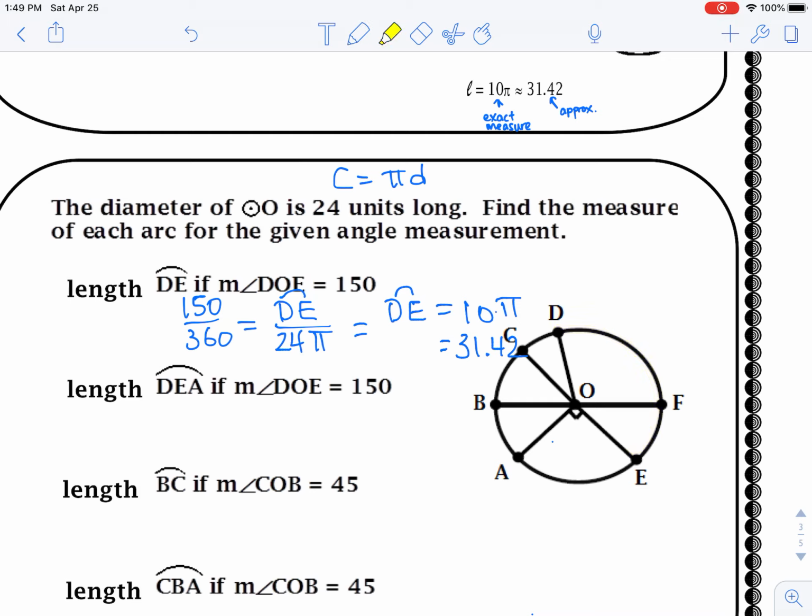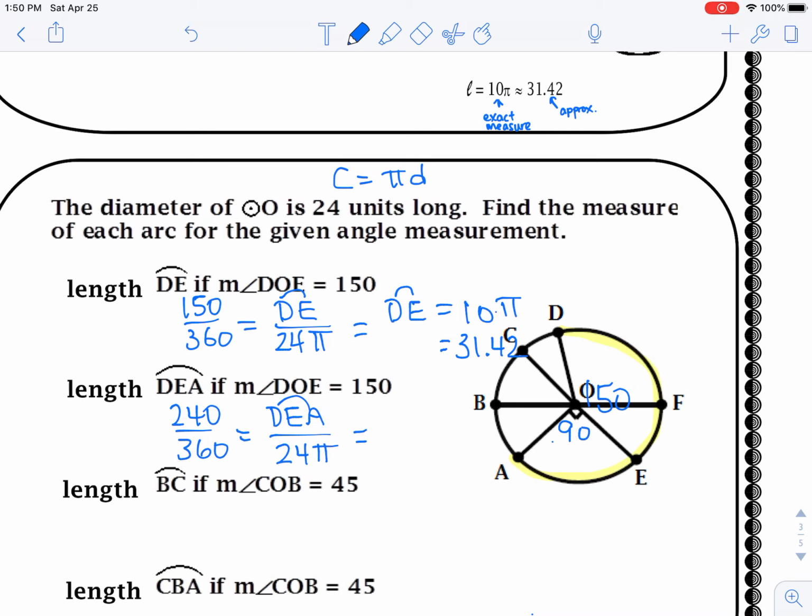DEA. And it says DOE is 150. So if this whole thing is 150, this is 90. So my angle DOA is 240. And again, 24 pi.